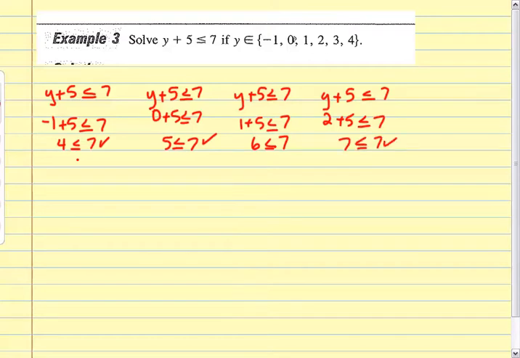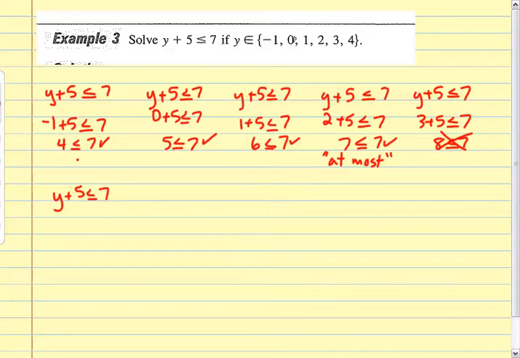And that's true, because remember, less than or equal to means at most. Okay? All right? At most it can be 7, and it is. All right, y plus 5 is less than or equal to 7. 3 plus 5 is less than or equal to 7. 8 is less than or equal to 7. Okay? No, that's not true. All right? And then our last one, y. I didn't put a check by that one. Now I'm happy. Y plus 5 is less than or equal to 7. 4 plus 5 is less than or equal to 7. 9 is less than or equal to 7. And that's not true.